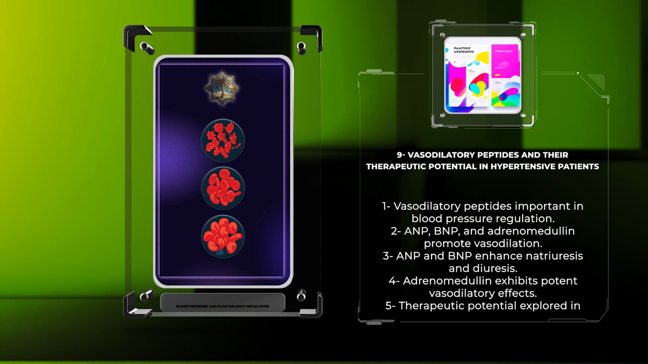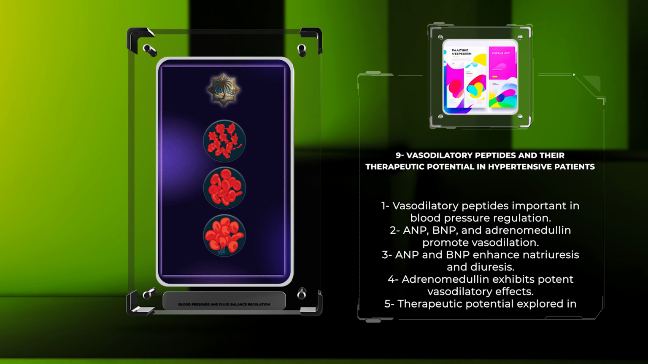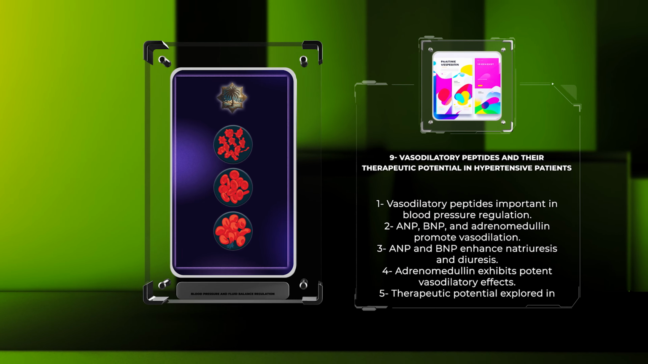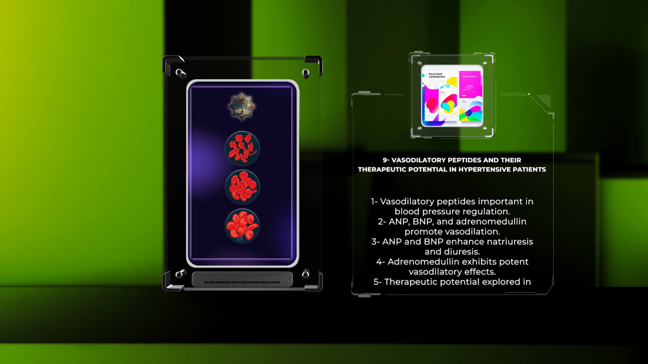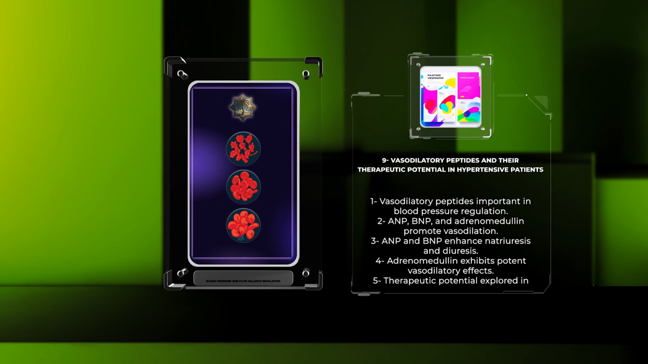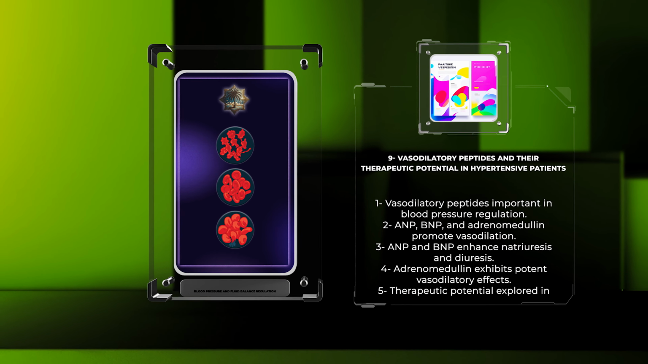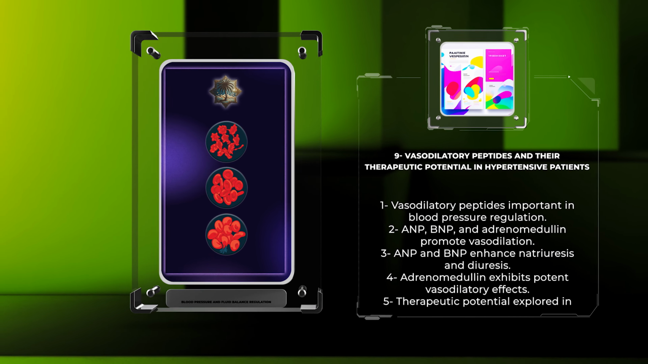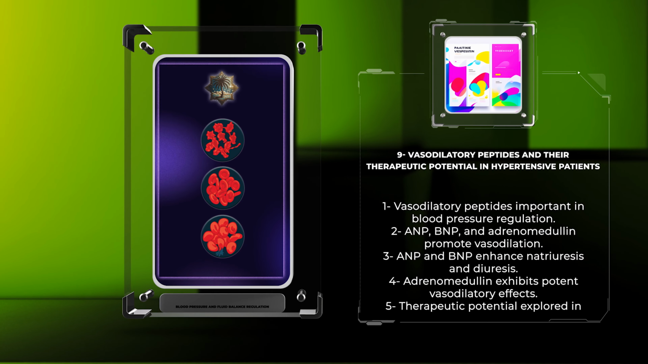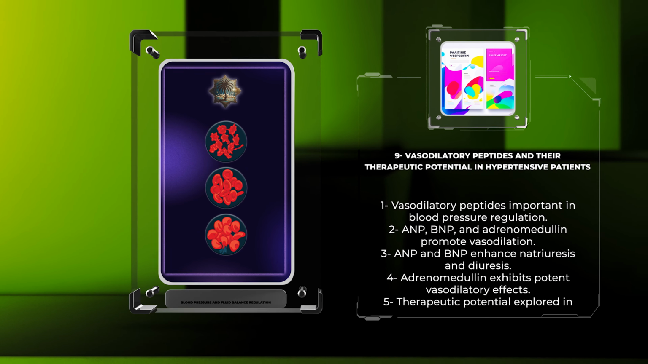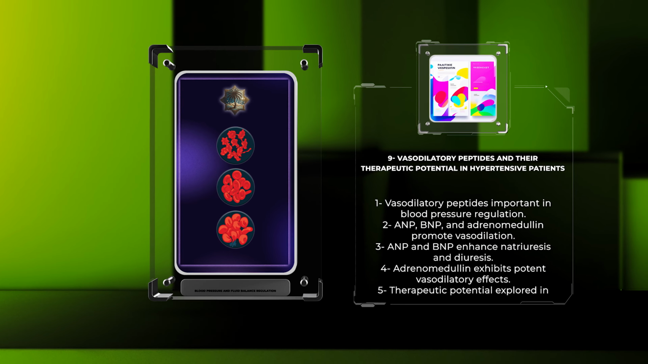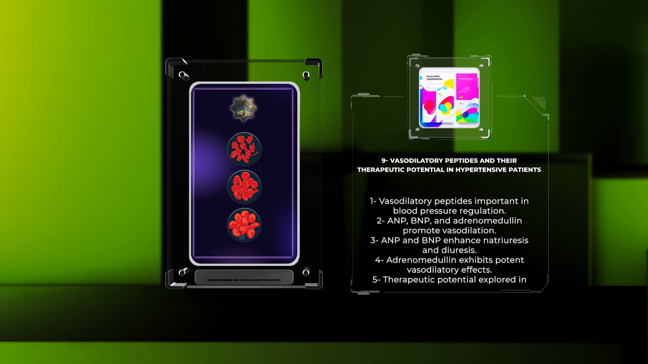The therapeutic potential of these vasodilatory peptides has been explored in the management of hypertensive patients. Pharmacological analogues of these peptides, such as neprilysin inhibitors, have shown promising results in reducing blood pressure and improving cardiovascular outcomes in patients with heart failure and hypertension. Further research is ongoing to unravel the full therapeutic potential of vasodilatory peptides in hypertensive management.